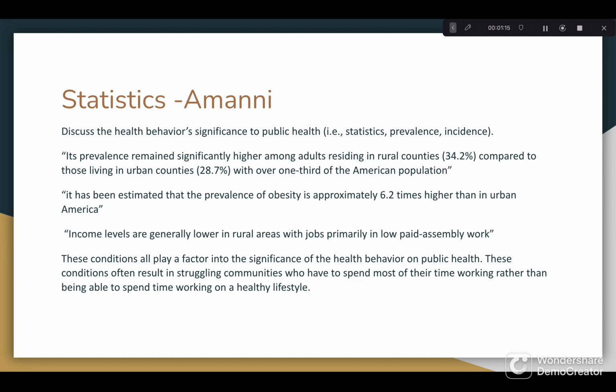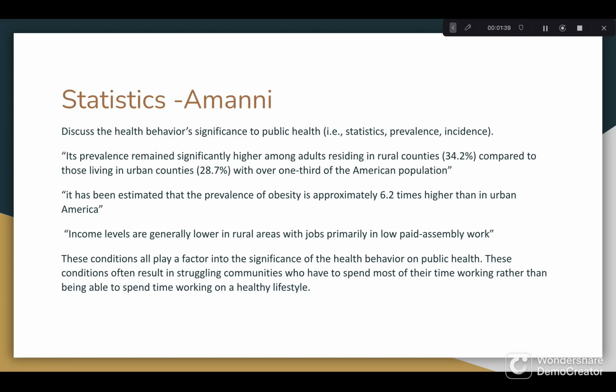I did the statistics. So the question was to discuss the health behavior significance to public health. We used a few quotes. Its prevalence remains significantly higher among adults residing in rural counties, 34.2%, compared to those living in urban counties, 28.7%, with over 1/3 of the American population.